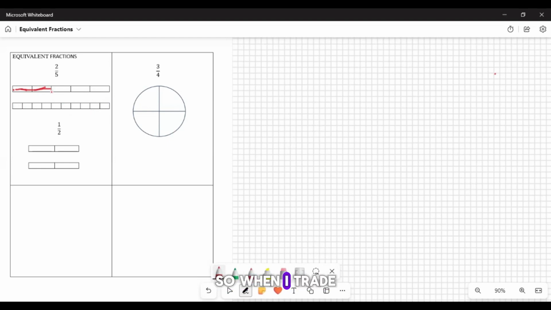So when I trace this to that end, which is the 2/5, I'll have 1, 2, 3, 4 portions here out of the 10, which is the same as that, as you can view it. So this is the same as 4 out of 10.